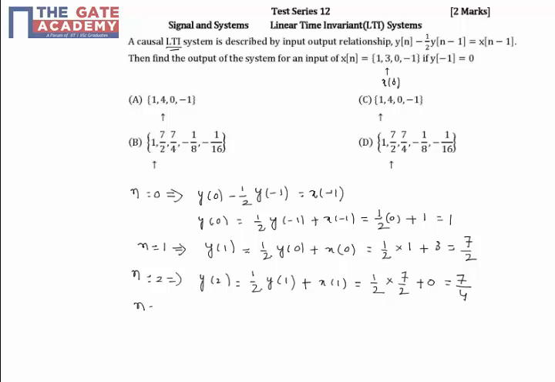Next, n equal to 3, because if you see the options here, the first 3 are same. So y of 0 is 1, y of 1 is 7 by 2, y of 2 is 7 by 4. So we can say that option B is the right one, because in the other option, y of 0 is 7 by 2, which is wrong. So no need to go for n equal to 3 and the other values. Just these three values are enough to verify which one is the right answer. So option B is the right answer.